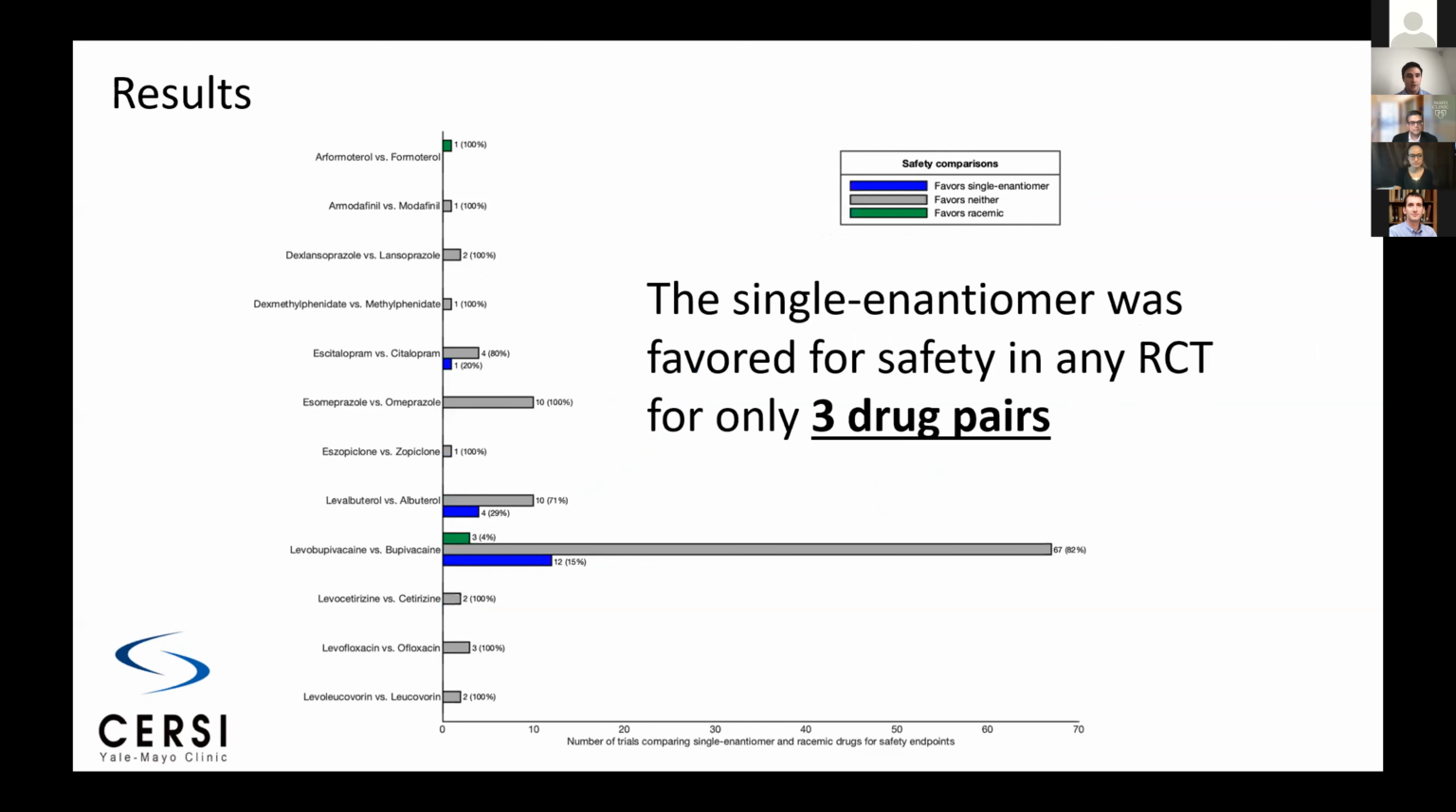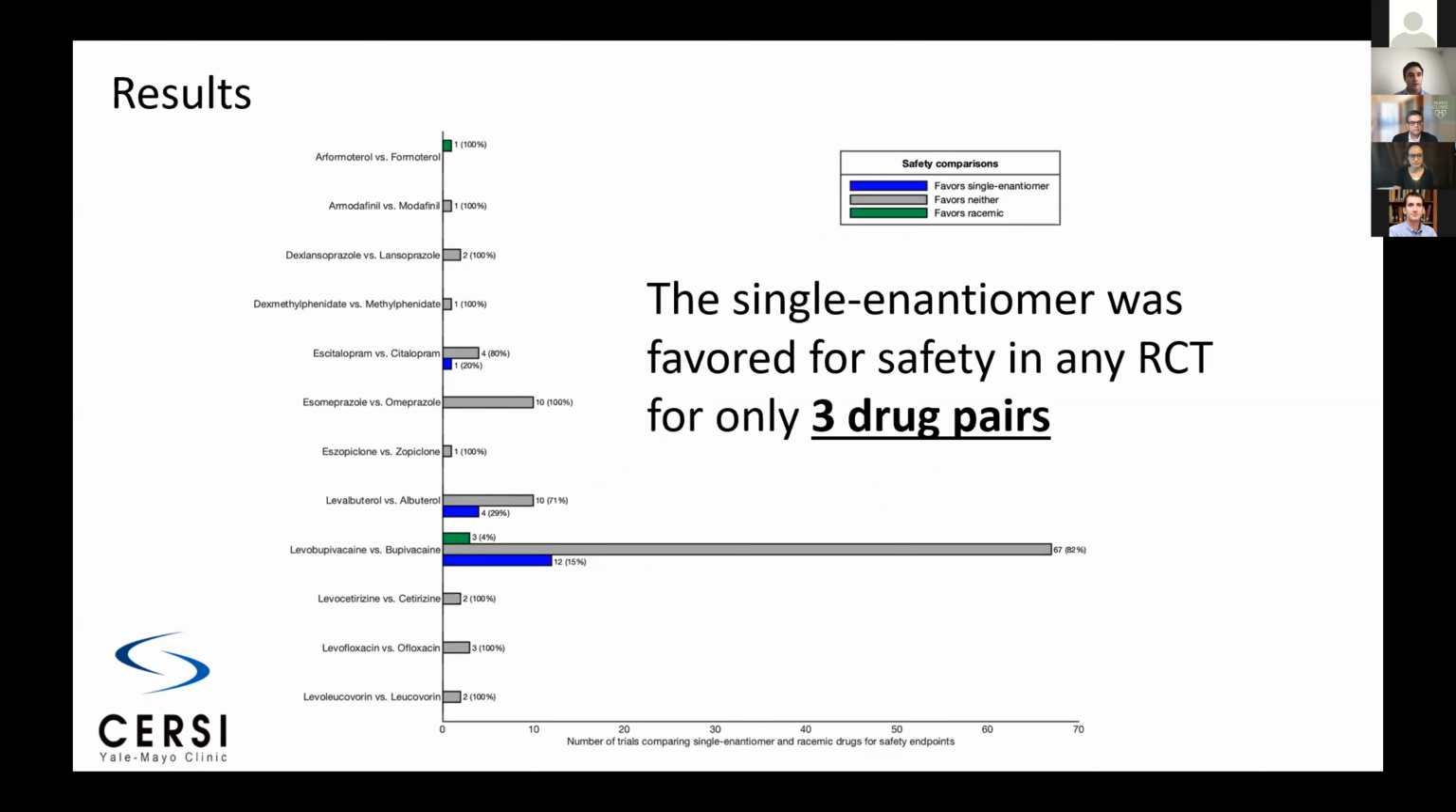So this slide similarly shows the safety comparisons. And for only 3 of the drug pairs was there at least one randomized controlled trial showing superior safety for the single enantiomer drug. So again, you can see in the gray bars here, most of the trials did not show a significant difference for safety between the 2 drugs.